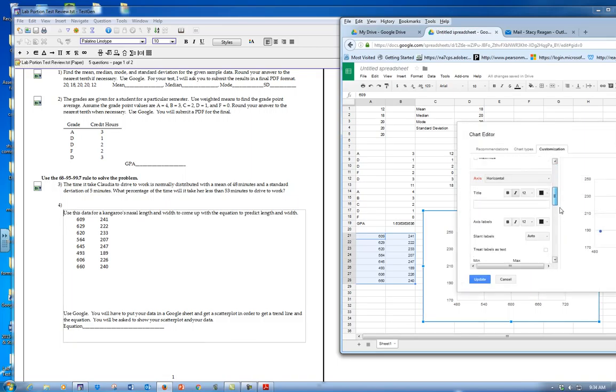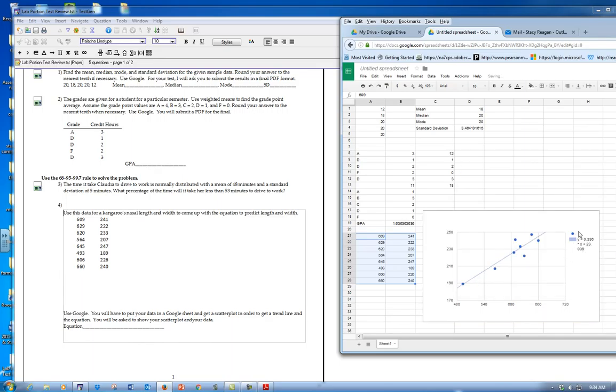We're going to pull up the trend line. We're going to say linear. It'll draw a line on it. We're going to say use equation. I hit update. Here is my equation. This is what you will type on the line where I've asked for the equation.